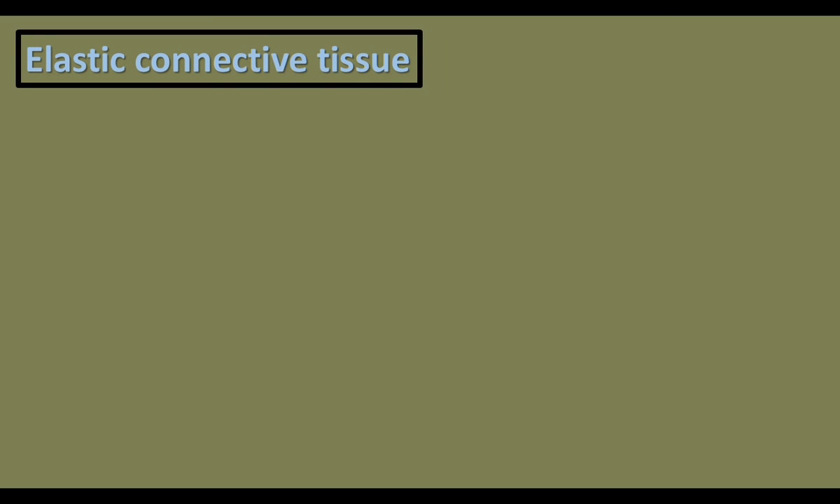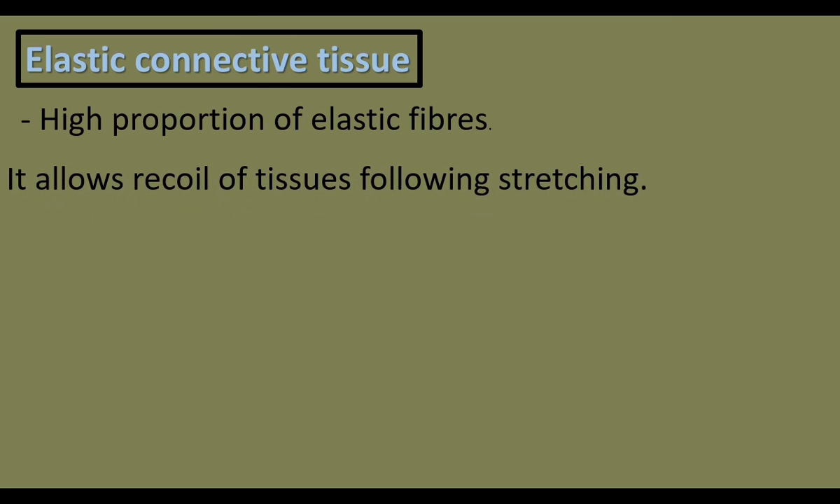Elastic connective tissues have fibers. A high proportion of elastic fibers are found in elastic connective tissues. In dense connective tissues, elastic fibers are less. Here, in elastic connective tissues, there is a high proportion of elastic fibers. It allows recoil of tissues following stretching. If we pull the rubber band, it stretches. If we leave it, it will recoil. It will come to the normal position. Likewise, the elastic connective tissues also recoil following the stretching.